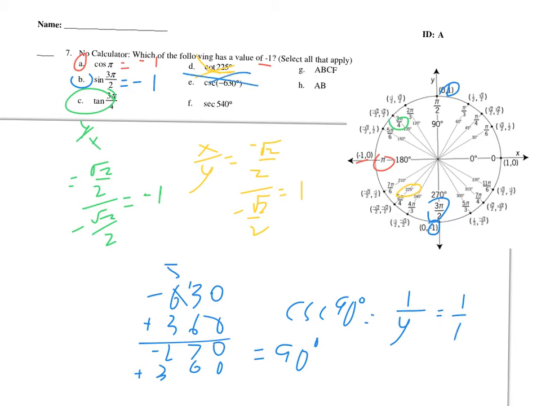And then lastly, secant of 540. I'm going to subtract 360 there to get it within the first go-around here. So that's going to be secant of 180. Remember, secant is 1 over x, and so that's going to be at 180 degrees, 1 over negative 1, which is negative 1. So that one's good. And I think the answer actually there will be G because it's all of those.